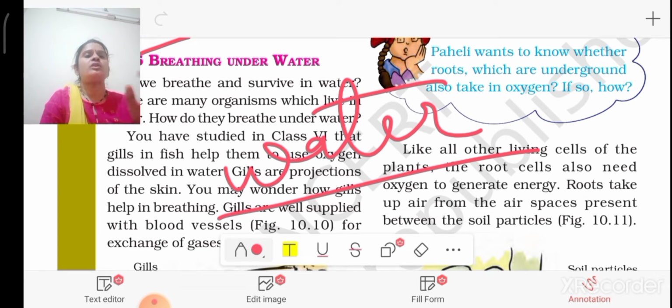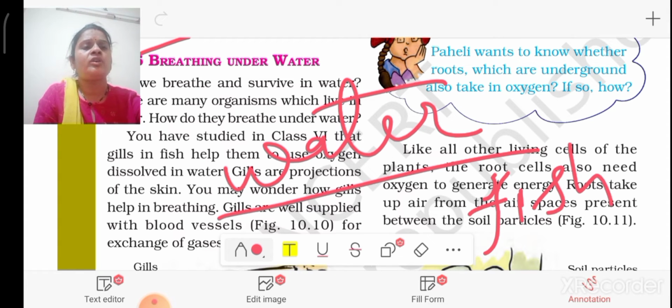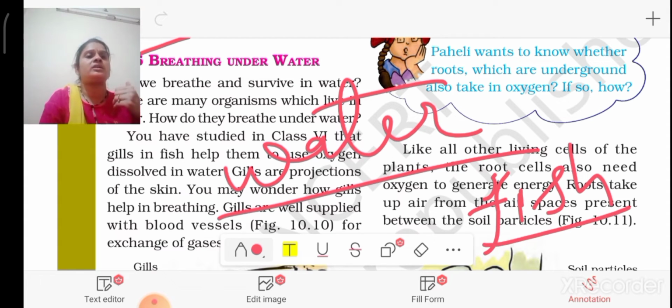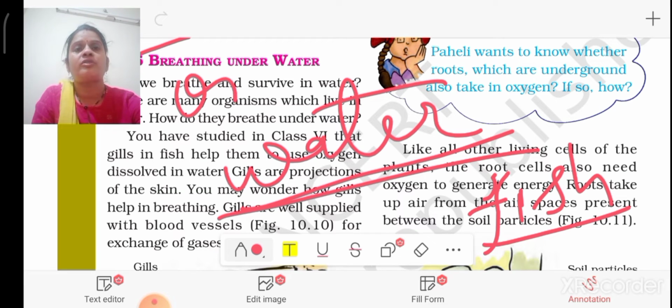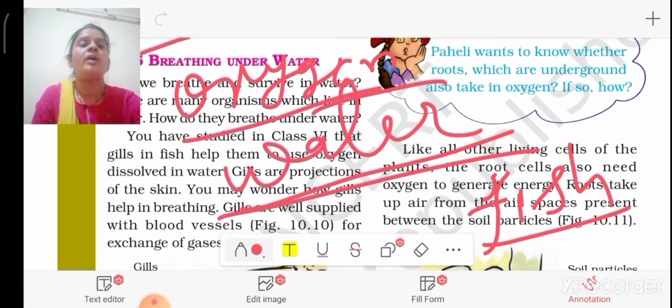So fishes and other aquatic animals or aquatic organisms use the oxygen which is present in the water only. They take oxygen from the water in the dissolved form. Which form? In the form of solution. So they use up the oxygen which is present in the water.